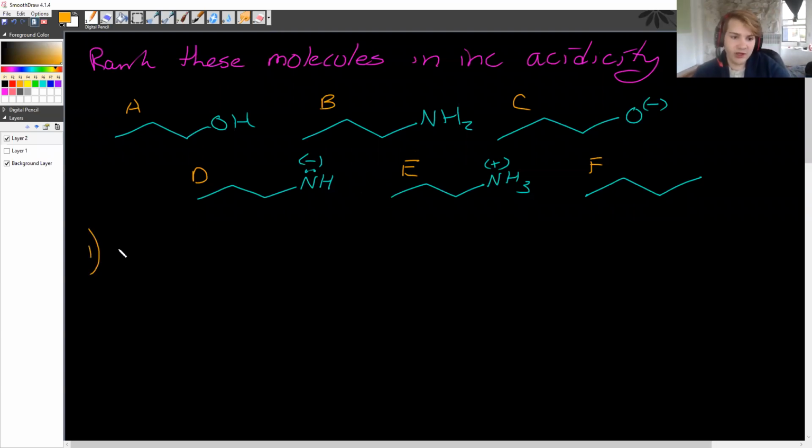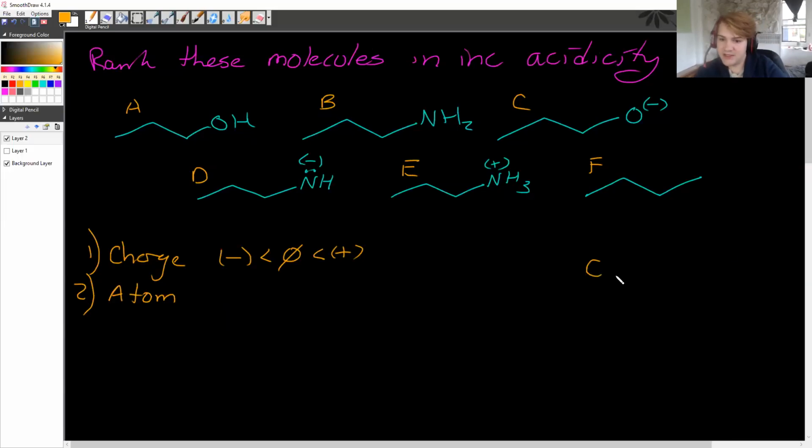Well, the first rule is that we're talking about charge, right? So negative is worse than neutral, which is worse than positive, right? And then our second rule is talking about the atom itself. And we're primarily talking about the periodic table.